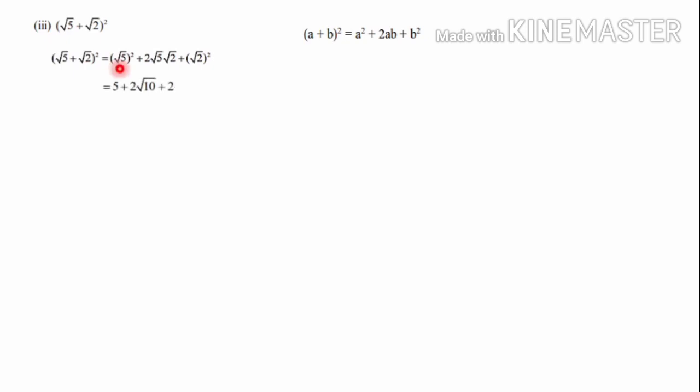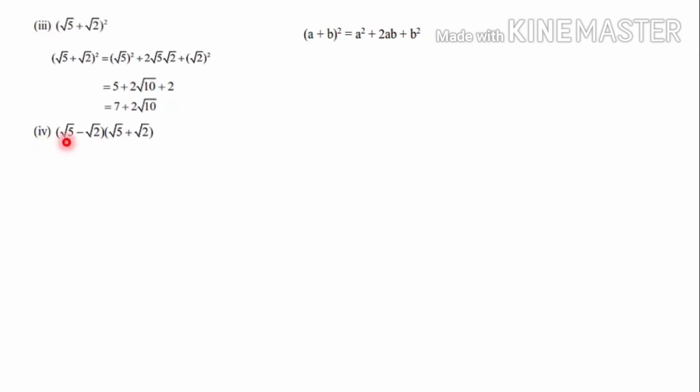Go for calculation. Root 5 square is 5, plus 2 into root 5 into root 2, we can write it as root 10, as 5 and 2 together you can multiply, plus root 2 the whole square is 2. Here 5 and 2 we can add, that is 5 plus 2 is 7, plus 2 root 10. So this is the answer, but you cannot add 7 plus 2 root 10, so you have to keep this as the answer.